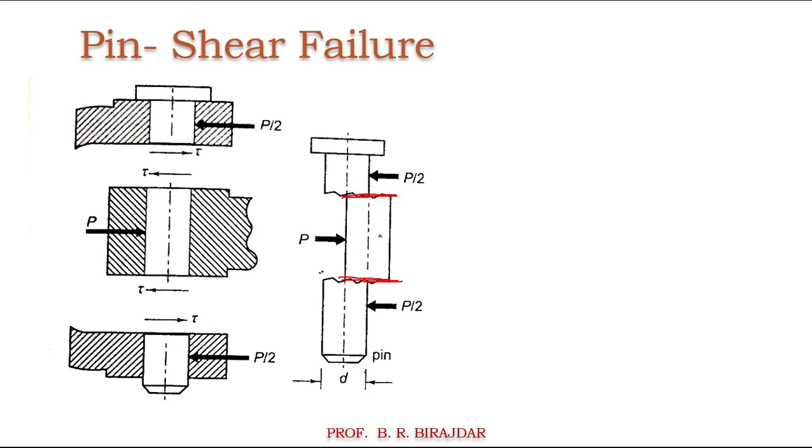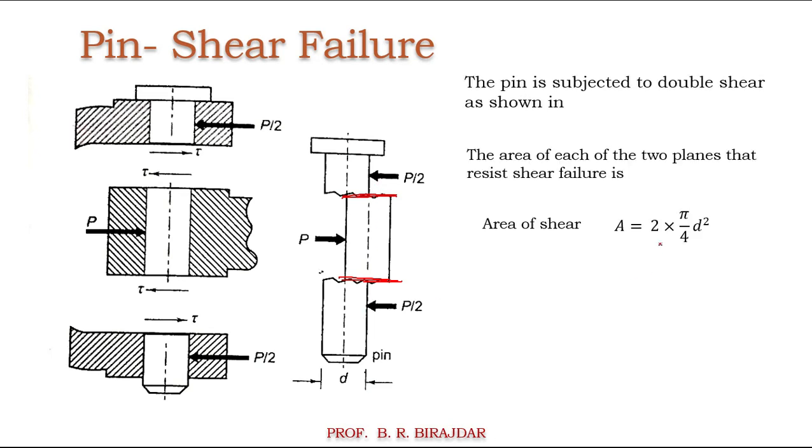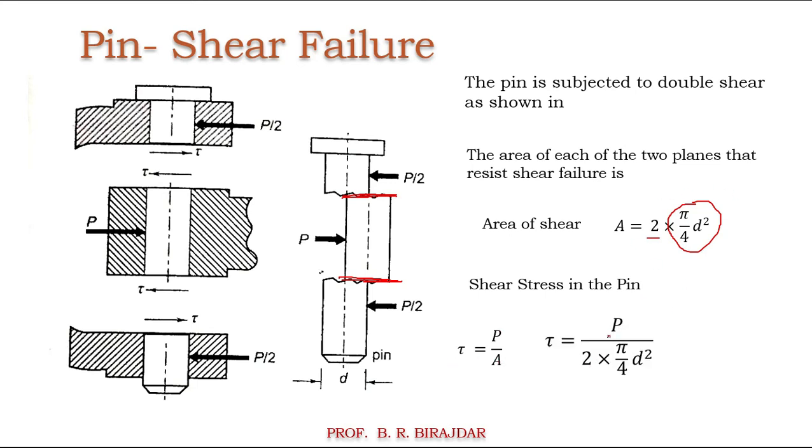So as this is the circular pin, then we will get pi by 4 d square, that is the area, and there is a double shear. So twice pi by 4 d square we will get. So the double shear is at the top and the bottom, and the area of this circular pin is pi by 4 d square. So therefore the shear stress induced in this pin, tau, is equal to load upon the area we just found out, then P divided by twice pi by 4 d square. So this is the shear failure of this pin, and that we will find out either the shear stress or the required dimension of that pin.